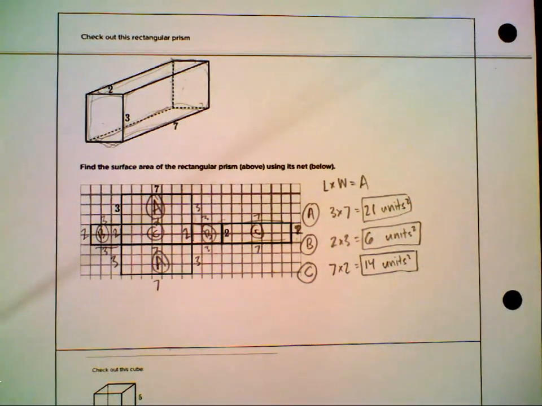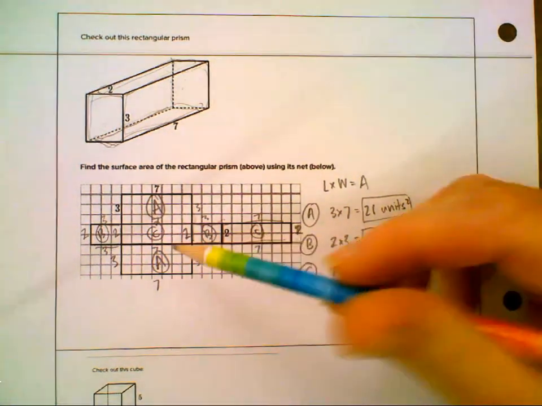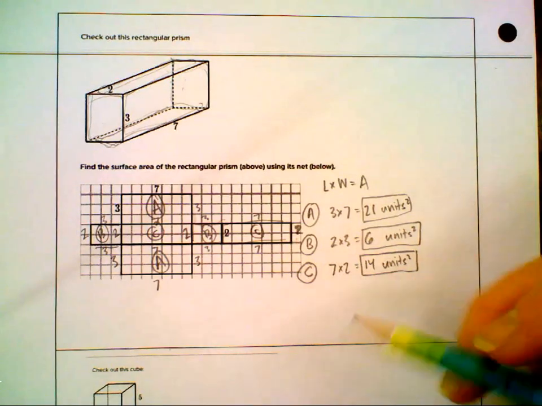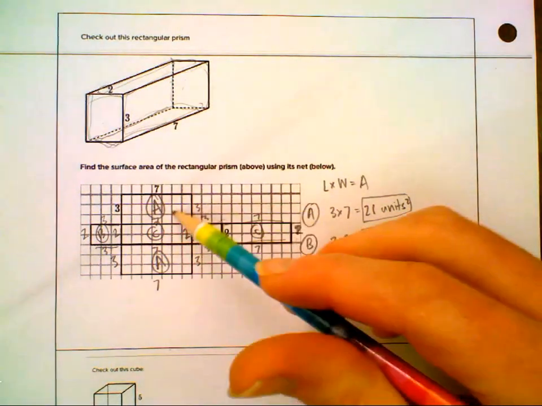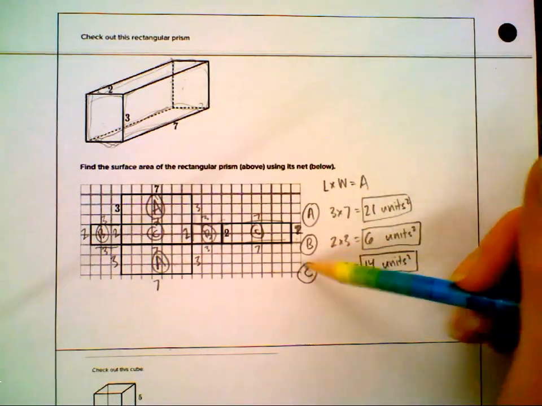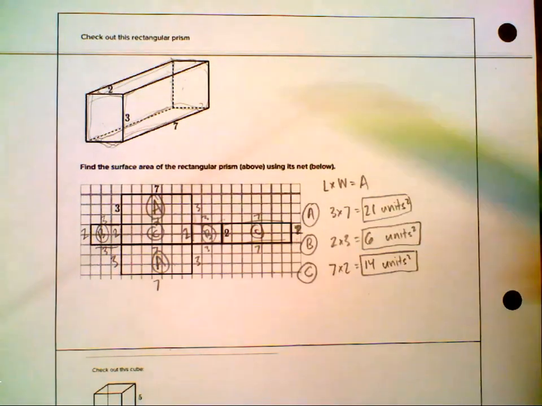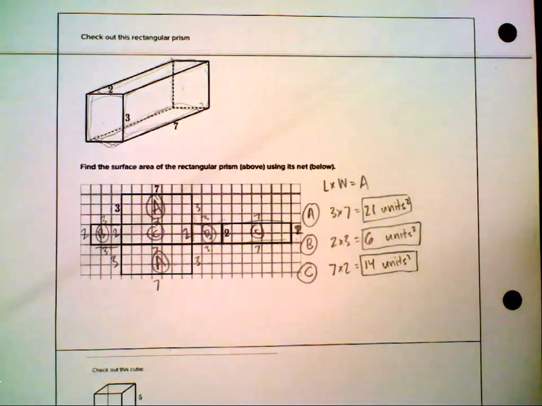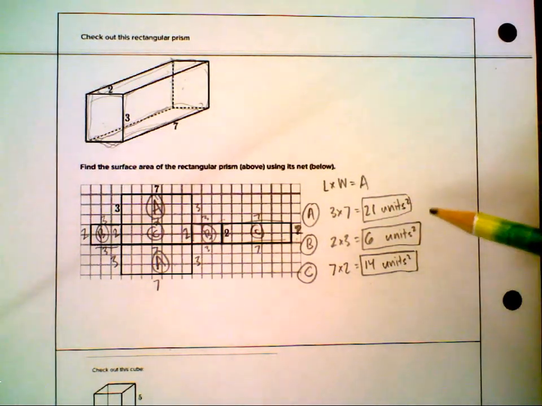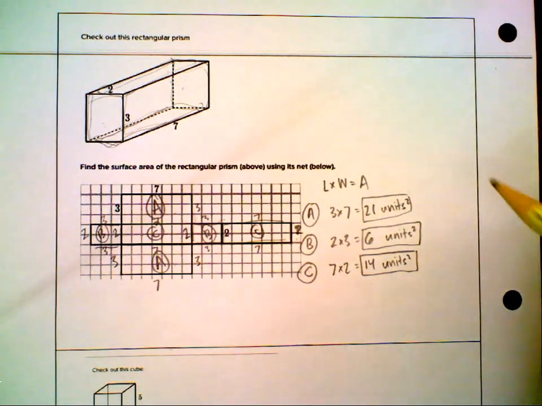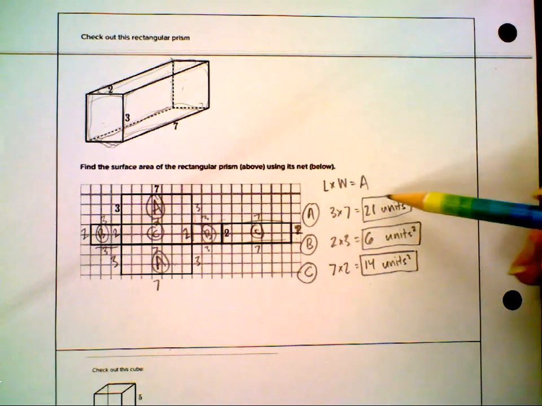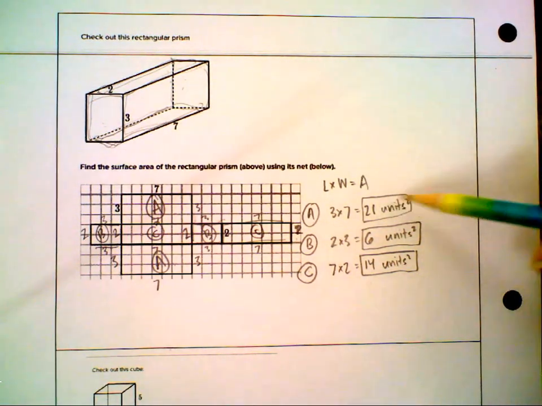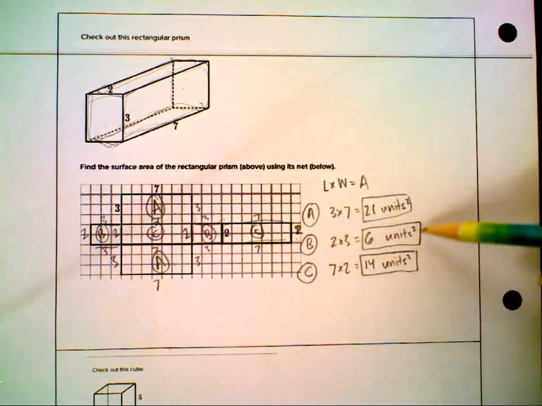Now I've found the area of all these surfaces. My next step is to add them all together. However, I must remember I have 2 of each of these. I have 2 side A's, I have 2 side C's, and 2 side B's, or shape, I should say, shape A, shape B, shape C. So before I add them, there are 2 different ways that I could do this. Because I know there's 2 of all of them, I can add them together and then multiply it by 2. Or I can multiply each one by 2 and then add them together.